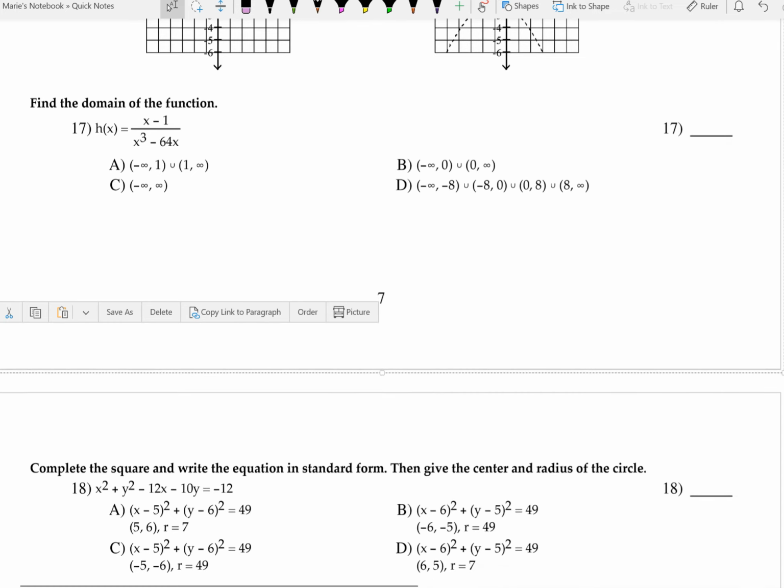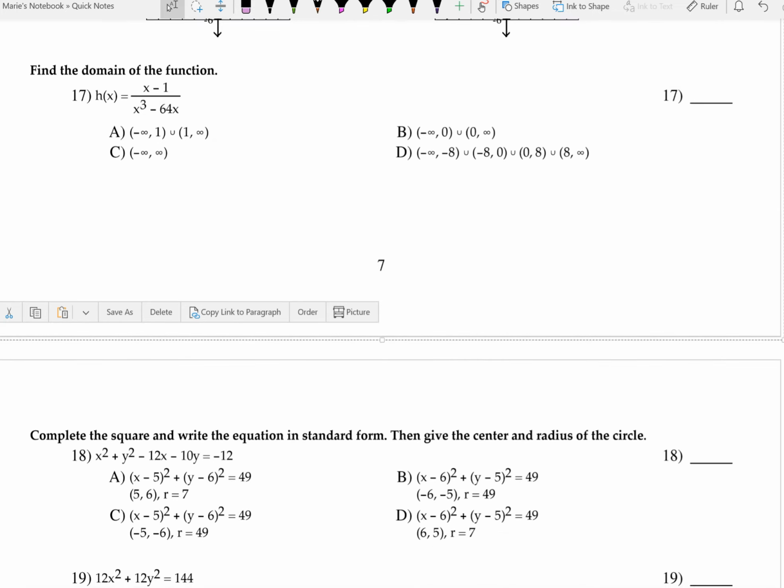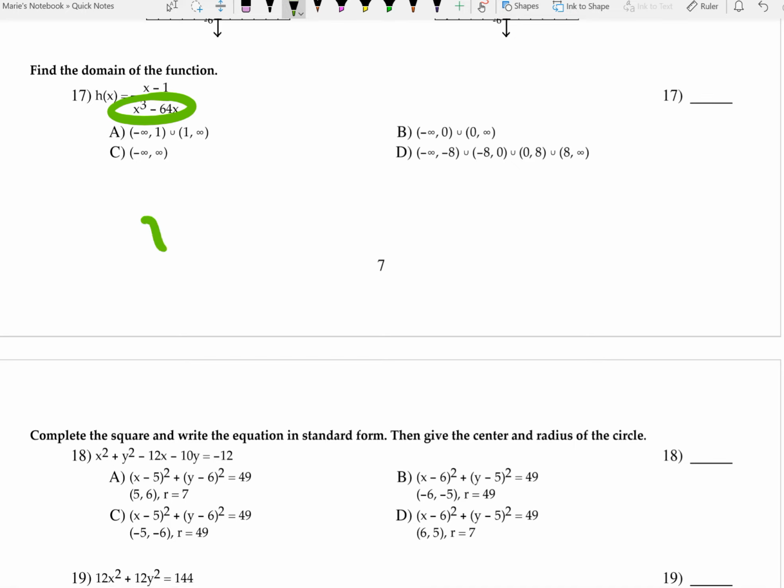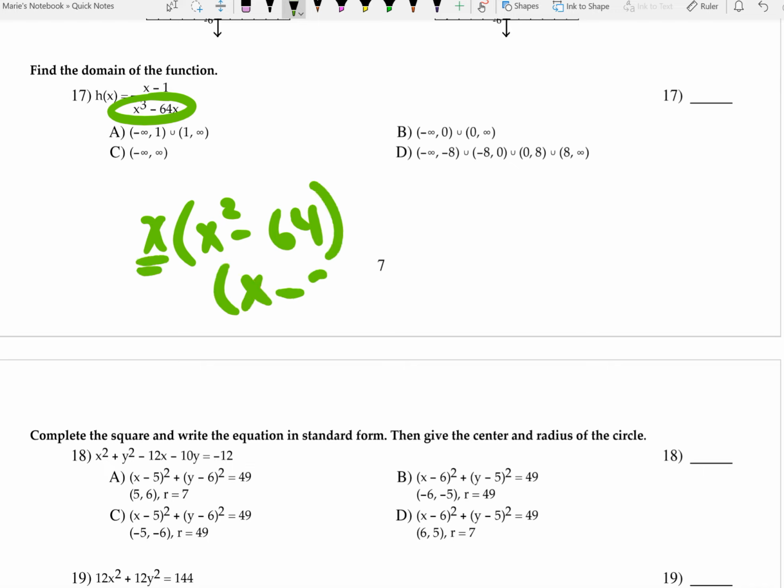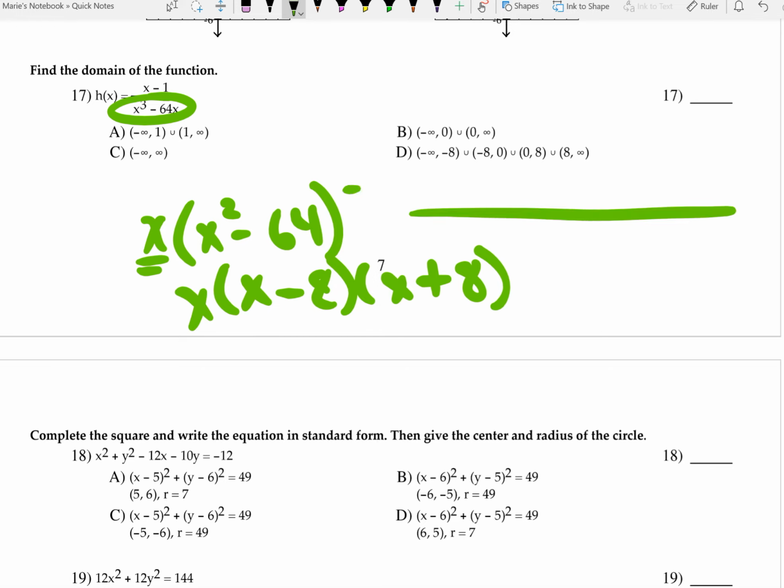Alright, moving up. Find the domain of the function. So very quickly, as we notice here, we would take out an x, leaving us x squared minus 64, which means that we have a repeating 0, and this factors out to x minus 8, x plus 8. So plus and minus 8 are our values, and so if you think of the number line, here's negative infinity, here's positive infinity, here's 8, here's 0, here's negative 8. So 3 intervals, negative 8 to negative infinity, union negative 8 to 0, union 0 to 8, union 8 to infinity. So answer choice D.